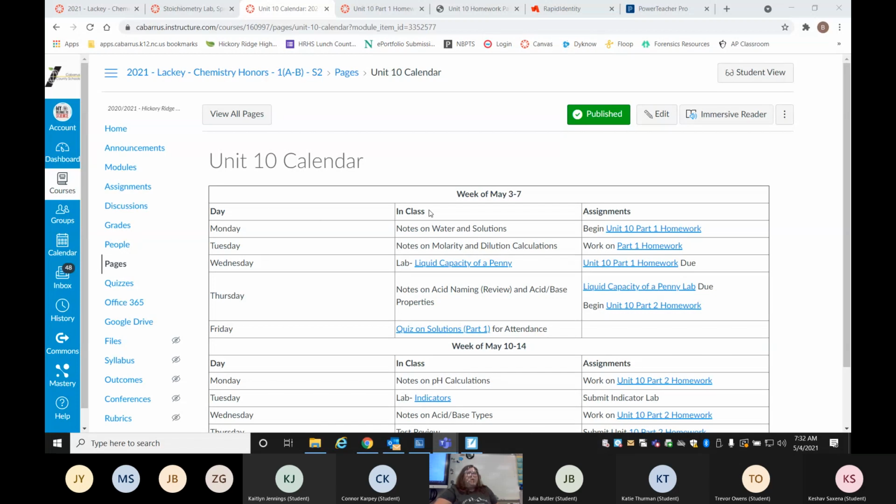Your part 1 homework is due tomorrow. The lab we're doing tomorrow will be due on Thursday, so that if you need a couple more minutes to answer those analysis questions, you can. Then we're going to start in on acids and bases on Thursday. And remember, you're going to have a quiz on part 1, which is what we did yesterday and today, on Friday. That gives you a chance to ask me questions before then on any of the concepts. I think that's pretty much everything for this week.